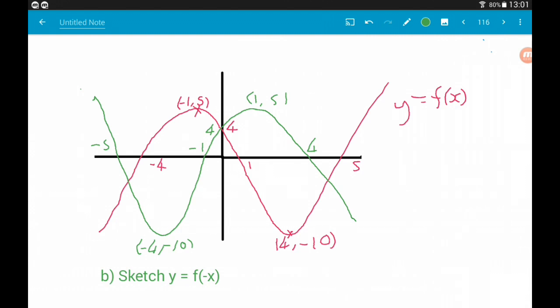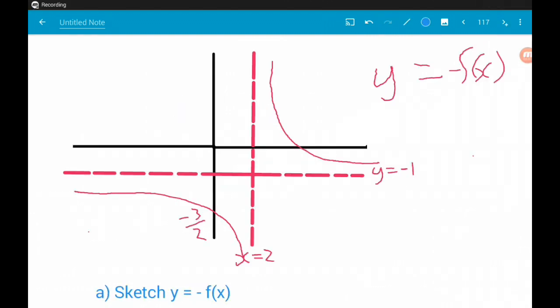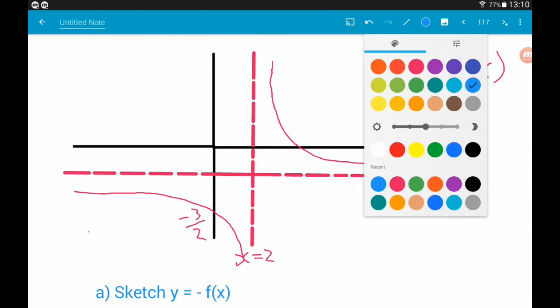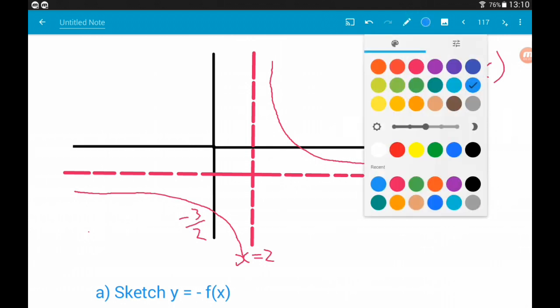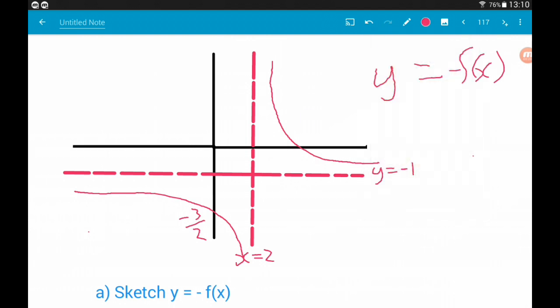Okay, now we're going to look at reciprocals. This time y equals f of x is a reciprocal graph. Here it is. So we have asymptotes at x equals 2 and y equals minus 1. We have an x-intercept at 3, although it seems to have disappeared. So we're going to be reflecting this.